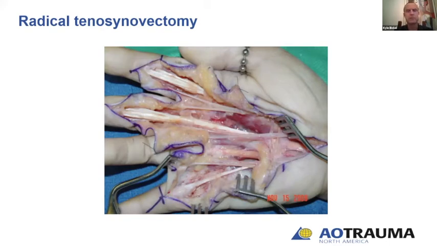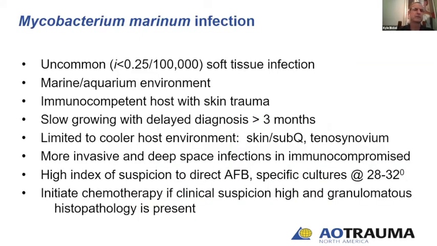You can see some of the pulleys were intact. Some of them were destroyed by the proliferative material and had to be sacrificed, especially in the index finger. The middle finger and small finger, we were able to save the A2 pulleys. And my clinical suspicion, because I had dealt with this before, was that this patient had atypical Mycobacterium marinum infection.